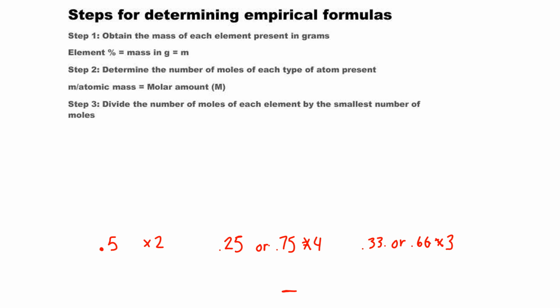The third step is to establish a ratio of the elements. I divide each of the moles by the element that has the smallest number of moles. This will make more sense when we do an example problem. We're just establishing a ratio to the smallest amount present, so that it puts the smallest amount present as 1.